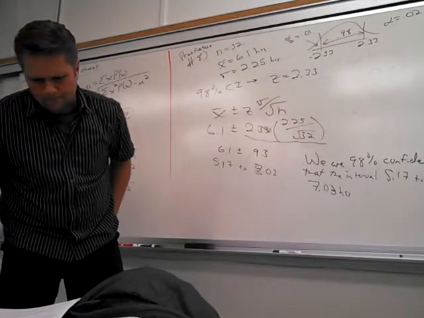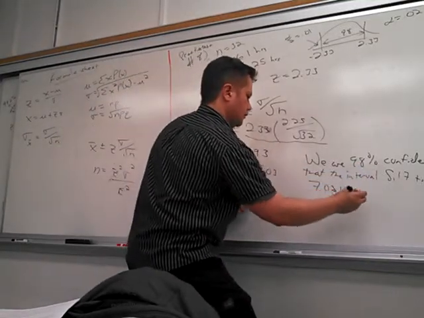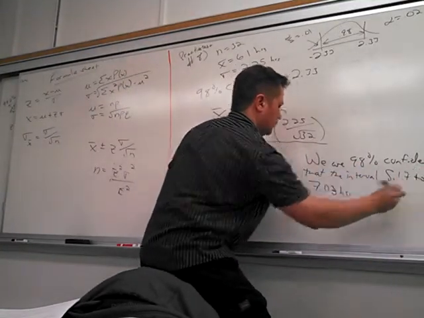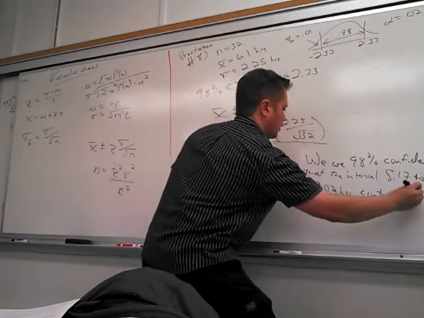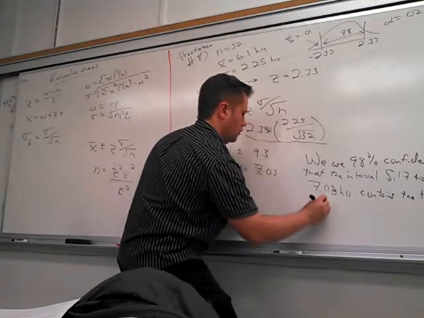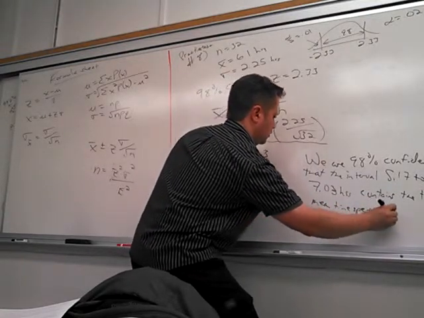Where do we go? By stat students. Or spent on homework. 5.17 to 7.03 hours contains the true mean time spent on homework.